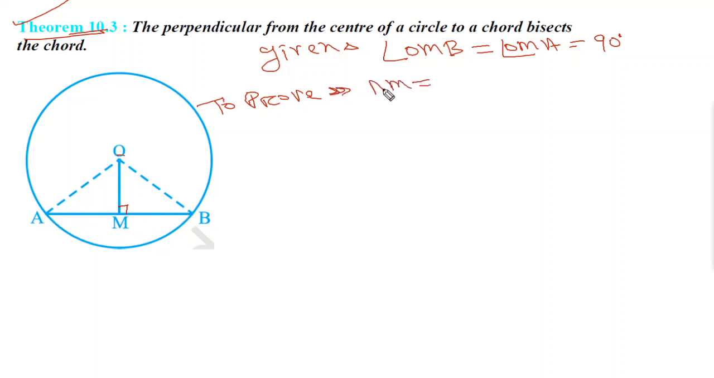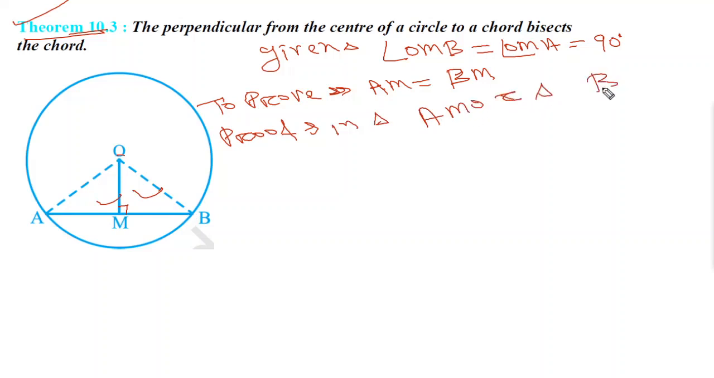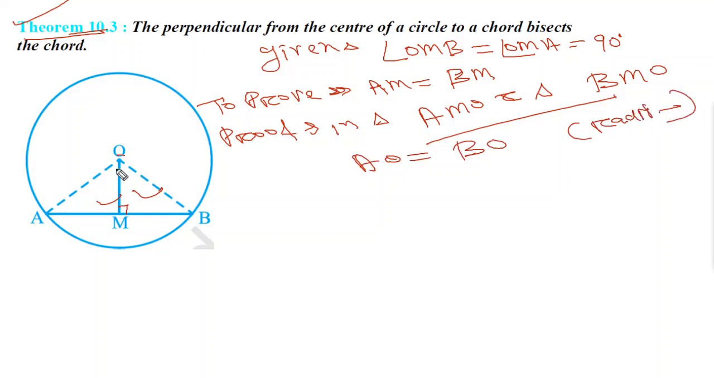AM equals BM. Now we will move to the proof section. Look, we will take these two triangles, triangle AMO and triangle BMO. In triangle AMO and triangle BMO, now in between these two triangles, what do we have? We have AO equal to BO, AO equals BO by radii of the same circle, and you have OM equal to OM.